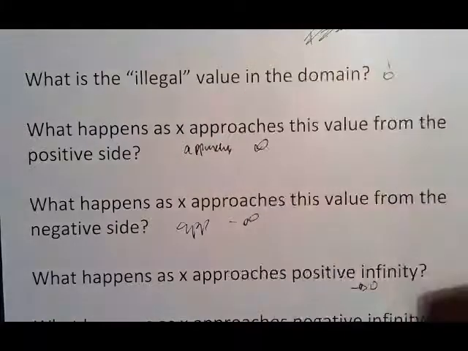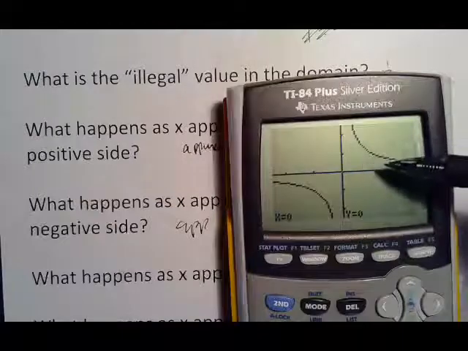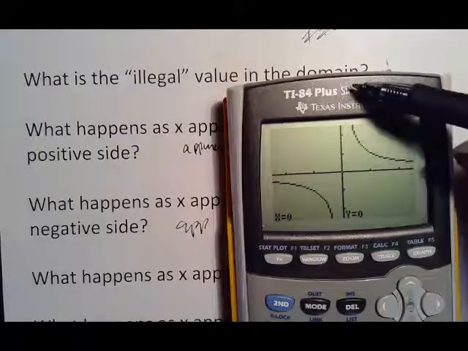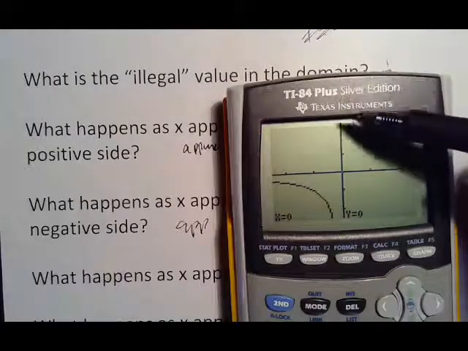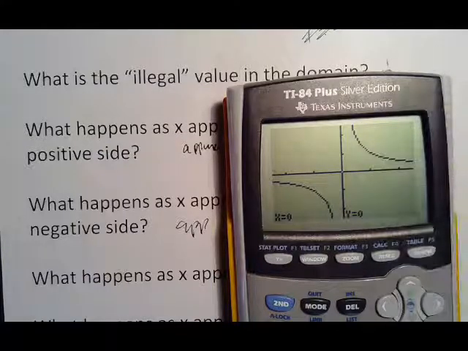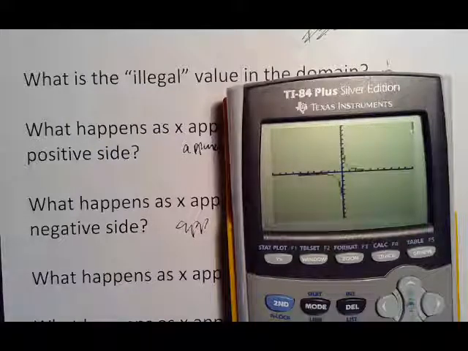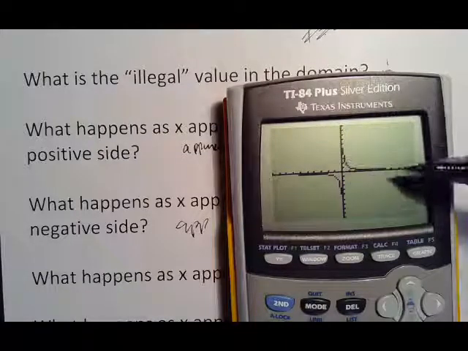And then the first two part, as it approaches 0 from the positive side and the negative side, is that your graph is going to go really, really high, but it's never going to actually touch 0. Here it approaches your negative infinity right there, so again it just kind of looks like zoom standard. So again, you notice that it's so close that it looks like it's not even there.